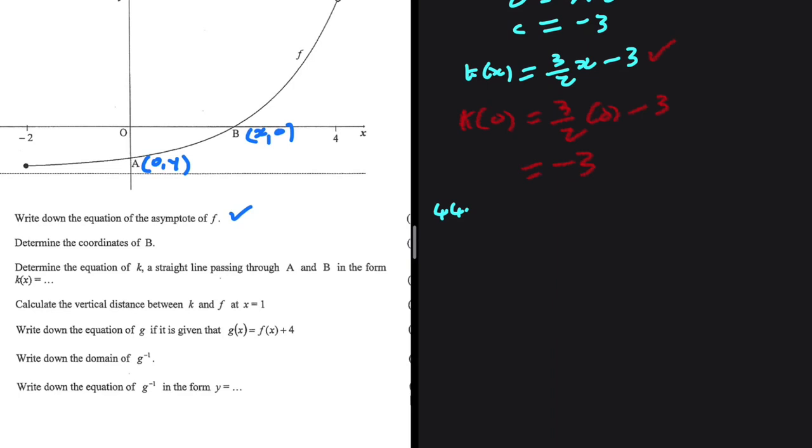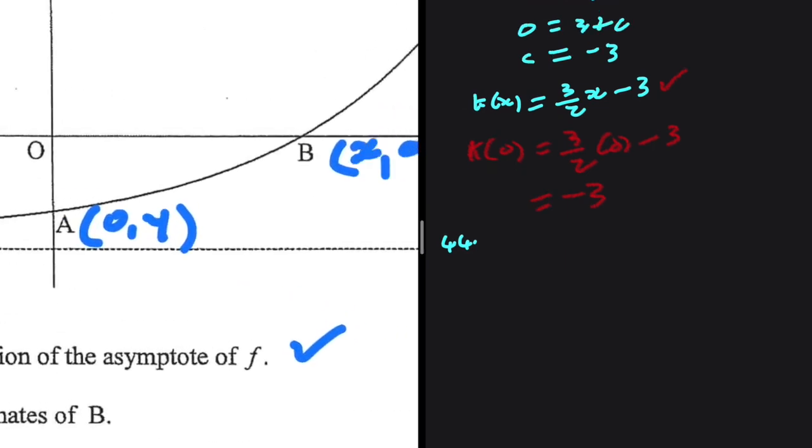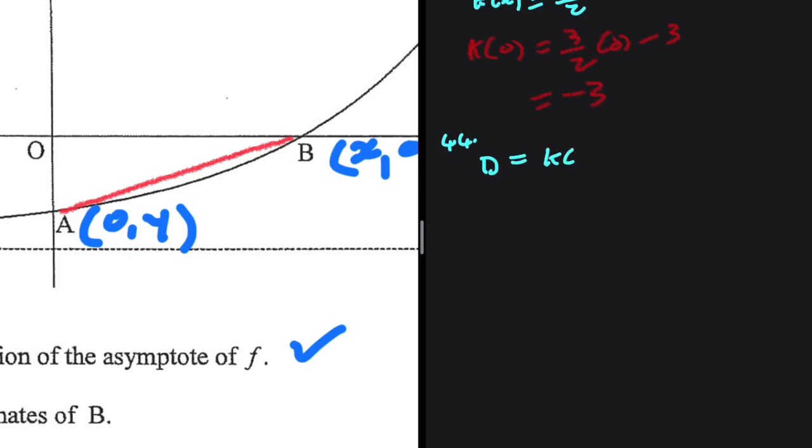Anyway, let's get on. If you connect A and B, you should be able to see that k of x is above f of x between A and B. And that is where x equals 1 lies. x equals 1 is between A and B. So the distance will be equal to k of x minus f of x. Well, k of 1 minus f of 1, because that's the point we're interested in.